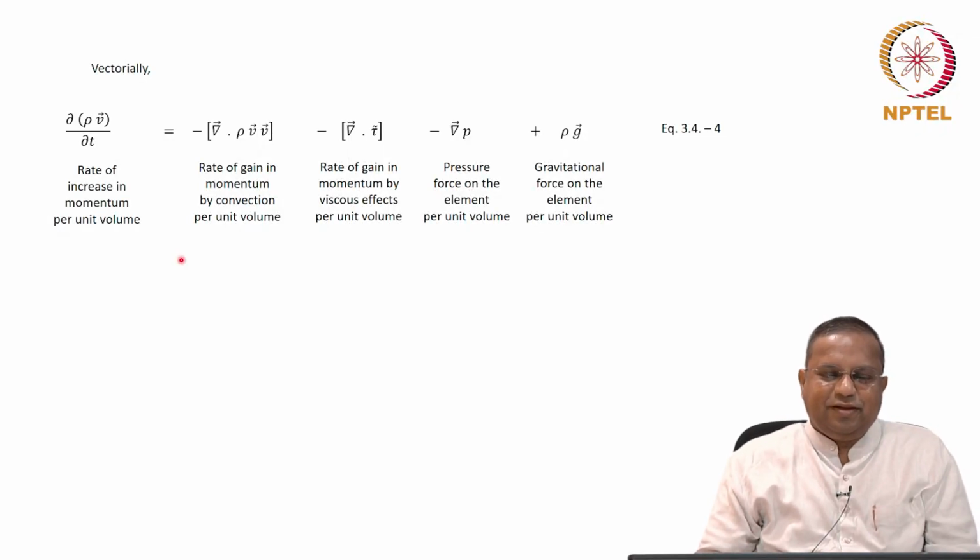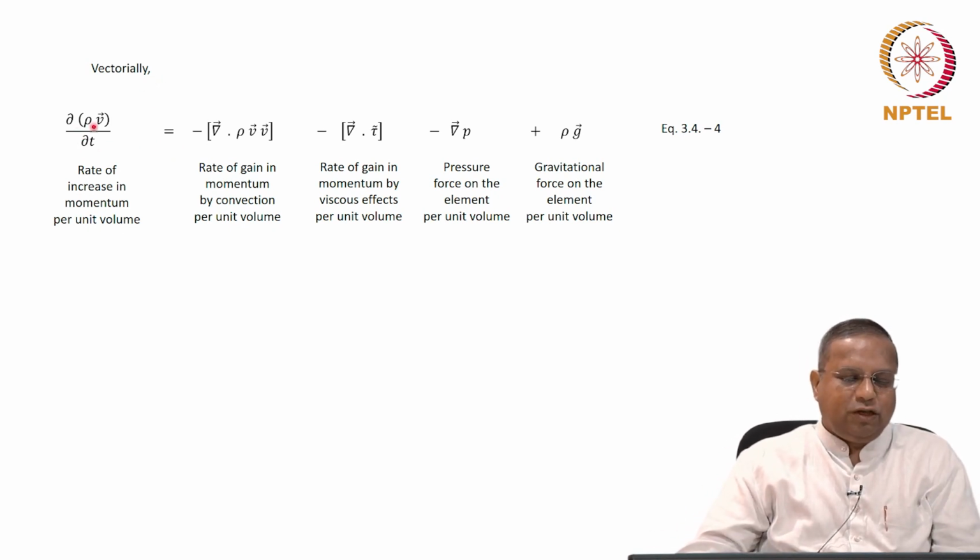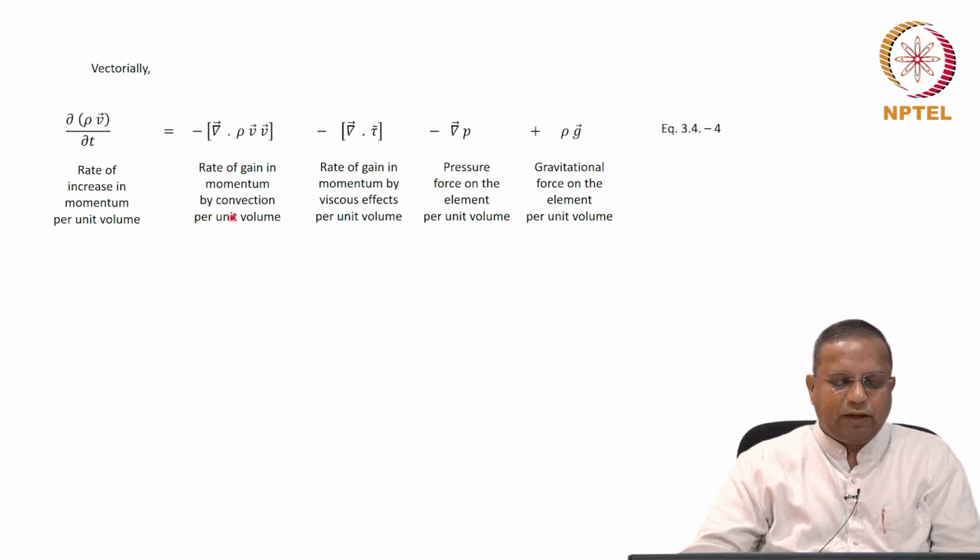Welcome back. In the previous class, we derived the momentum balance equation vectorially in a compact form. It's ∂/∂t of ρv, which stands for rate of increase in momentum per unit volume, equals minus del dot ρvv, which is rate of gain in momentum by convection per unit volume, minus del dot τ, rate of gain in momentum by viscous effects per unit volume, minus del of P, which is the pressure force on the element per unit volume, plus ρG, which is the gravitational force on the element per unit volume.